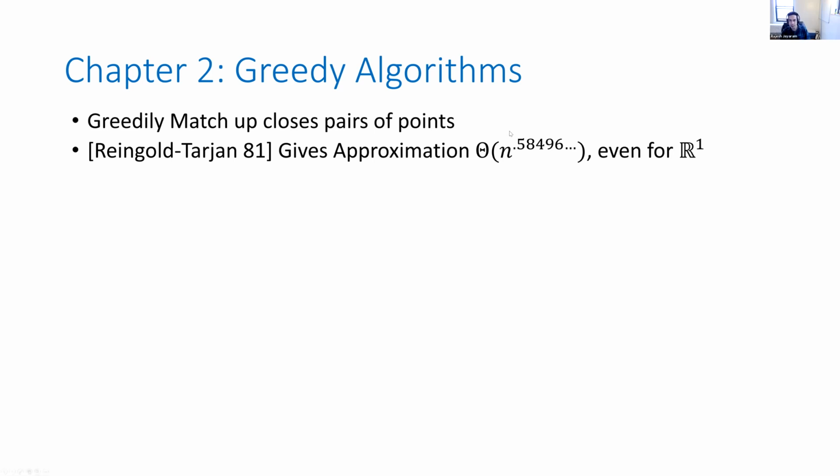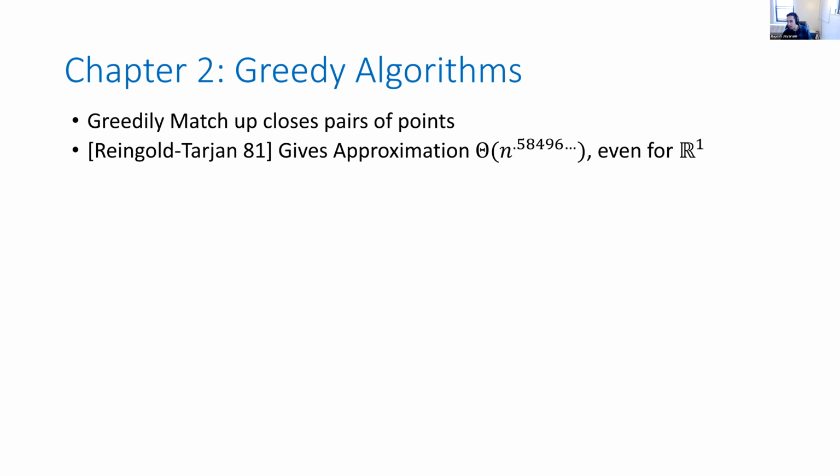So for some reason, this crazy exponent is somehow fundamental. I can't really tell you the importance of it because I don't have good intuition for it. But for some reason, there's some fundamental reason that this is the approximation factor for the greedy algorithm. But of course, this is a bad approximation, so we'd like to do a little bit better.